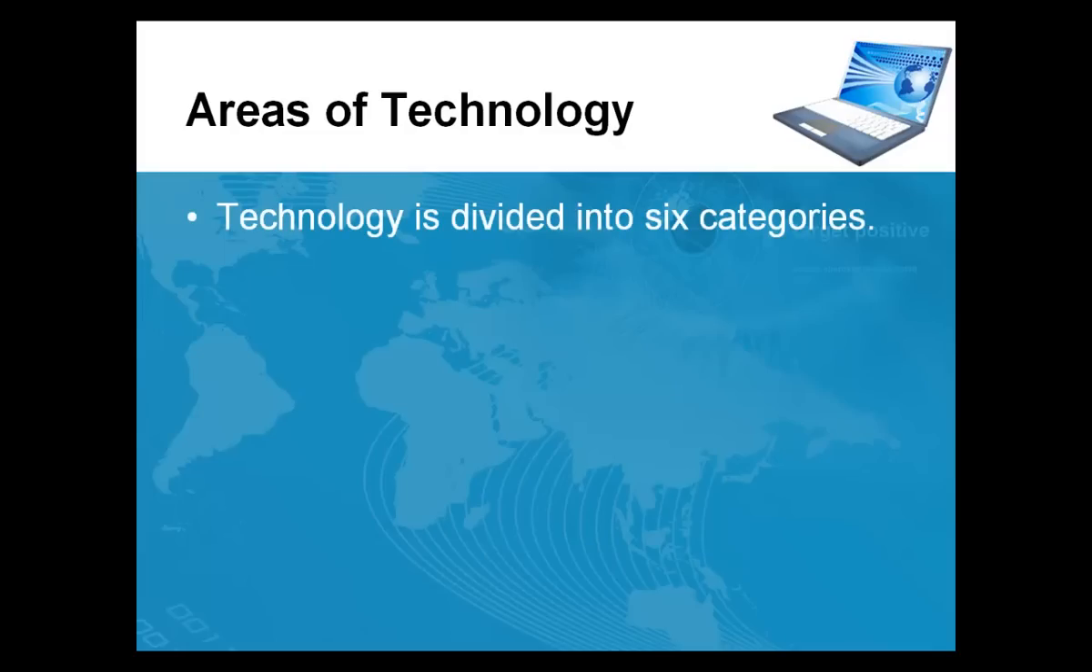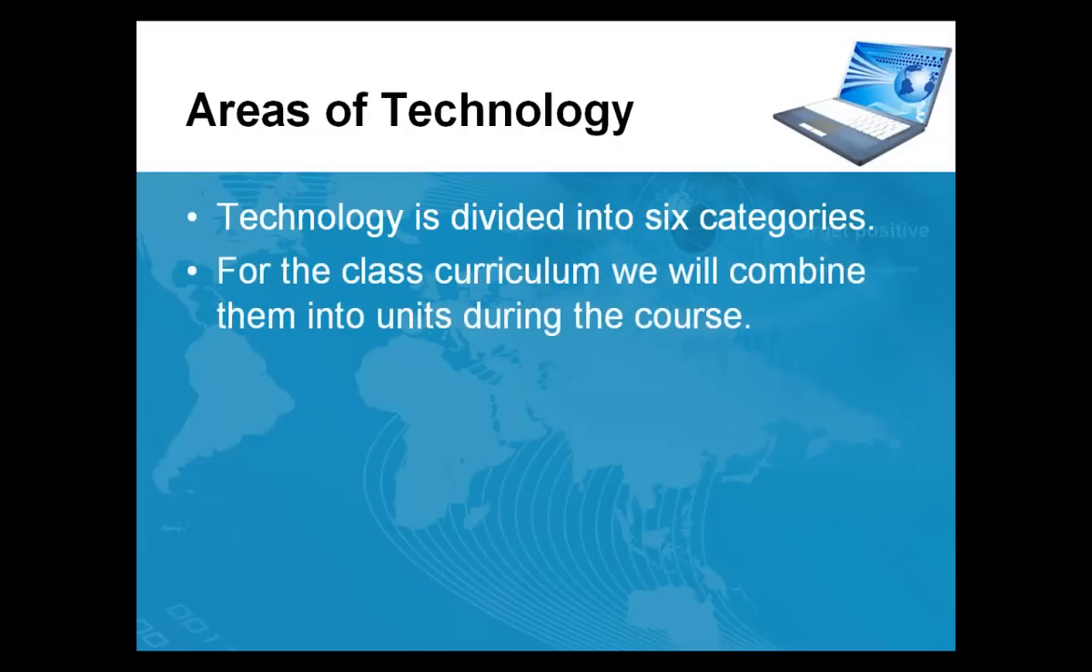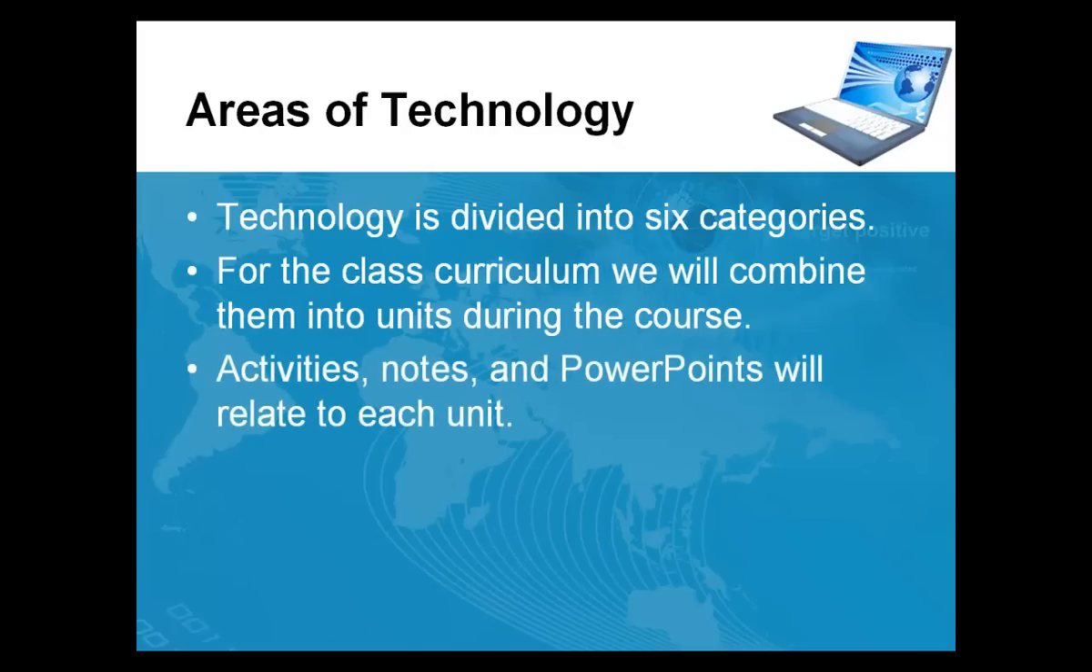Technology is divided into 6 categories or 6 areas. For the class curriculum, we'll combine them into units during the course, usually doing 2 at a time. Activities, notes, and PowerPoints will relate to each unit. And then a test will be over each unit.